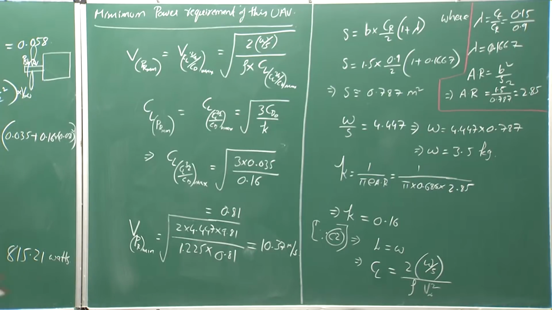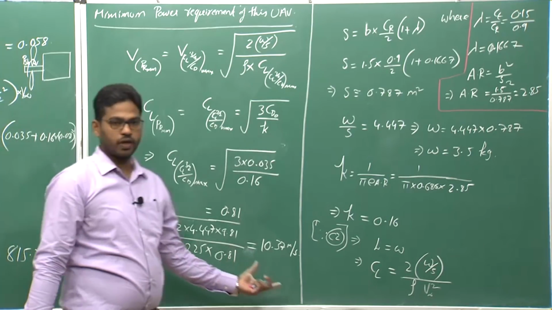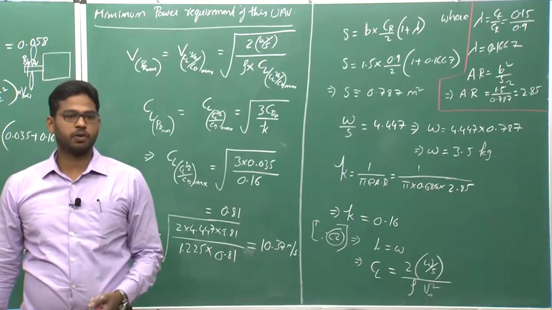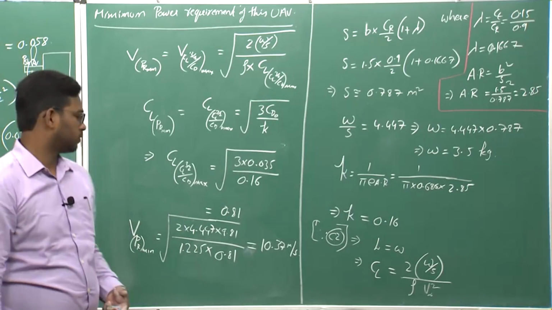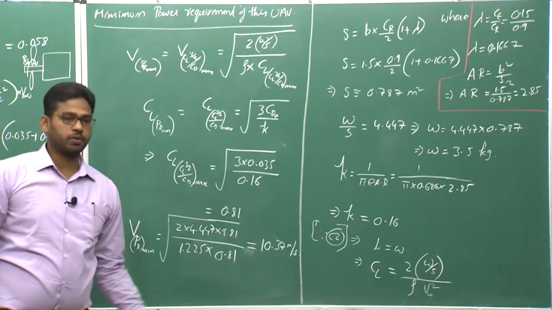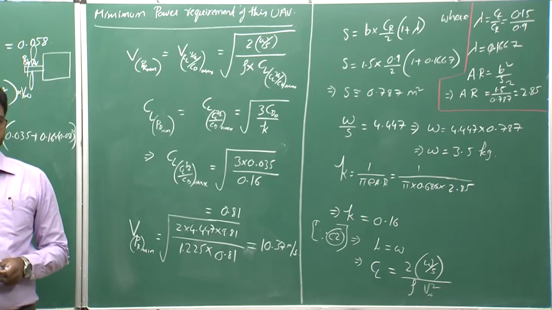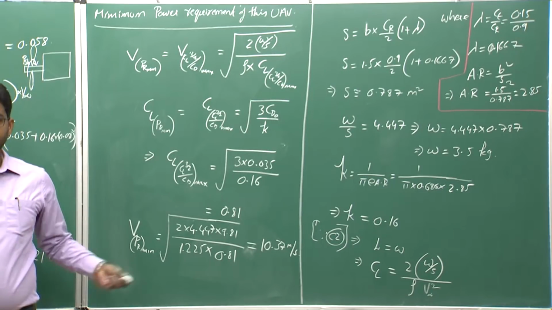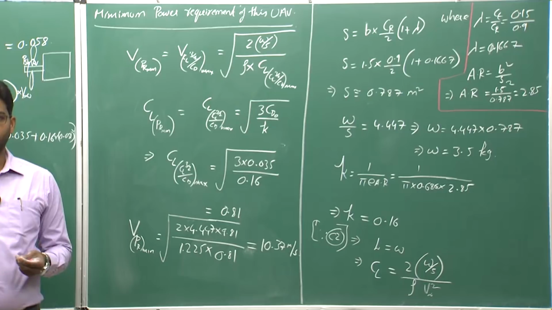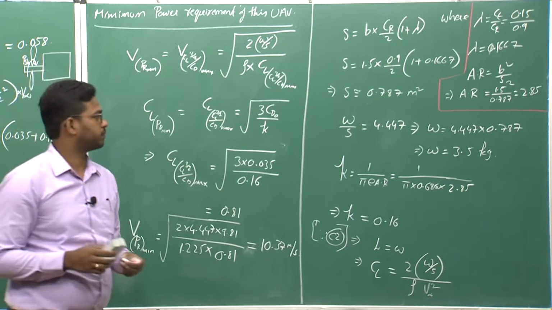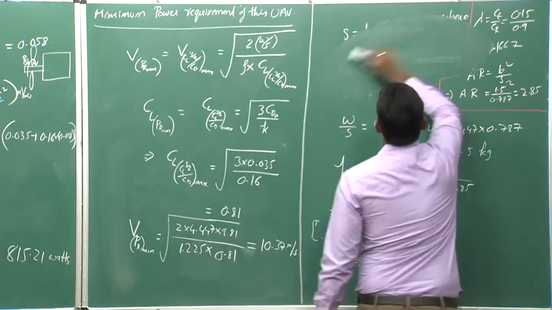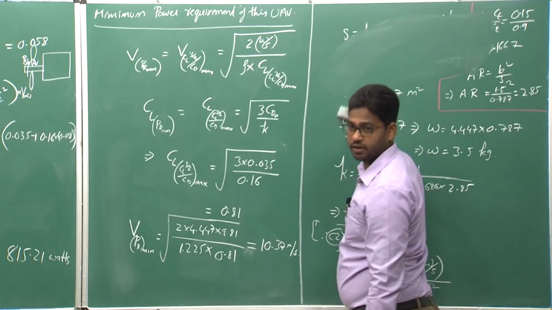So, this is the velocity at which you need to fly if you want to maintain the minimum power requirement condition. But is this velocity possible? We have to check. If it is less than the stall velocity, then you will not be able to fly, right. You will not be able to fly in a level flight condition.